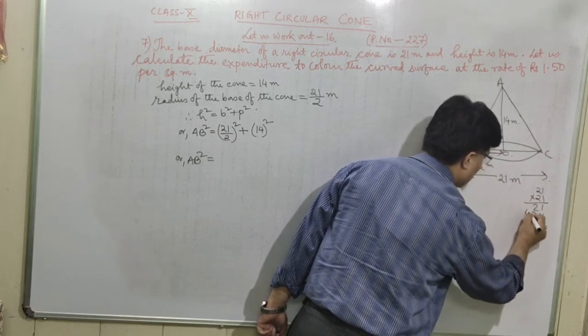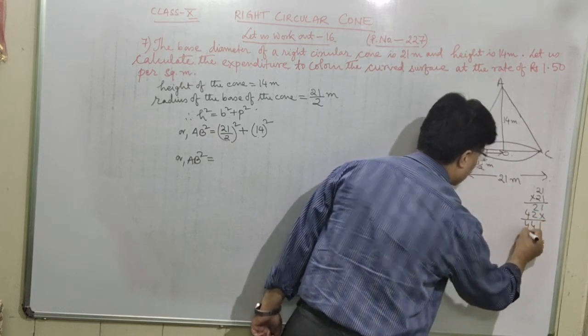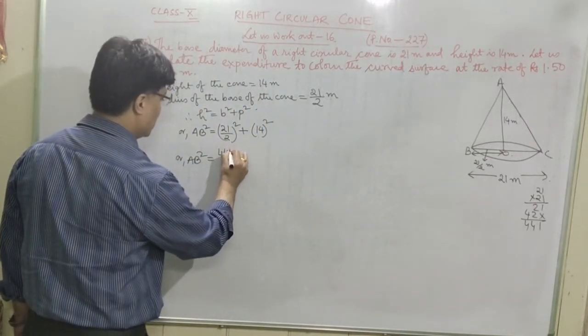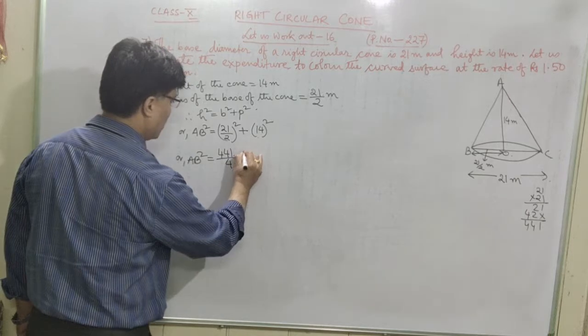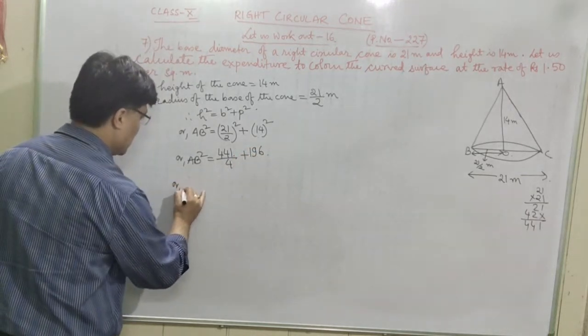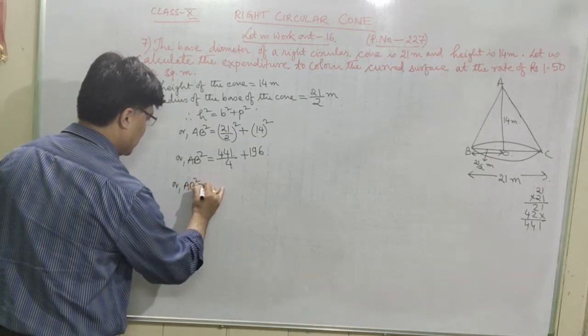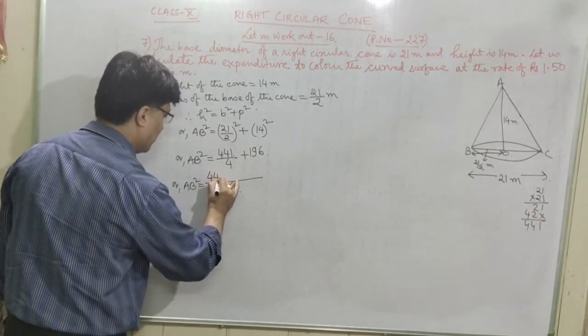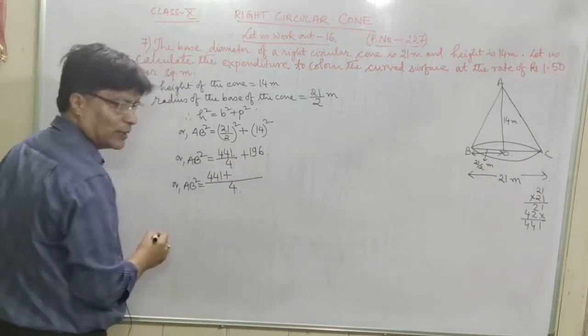2 ones are 2, 2 twos are 4. So this is double 4, double 1. So it is double 4, double 1 divided by 2 square is 4 plus 14 whole square is 196. Or AB square is equal to, what's the LCM here now? 4 is the LCM. 4, 4, 1 plus 196 into 4.